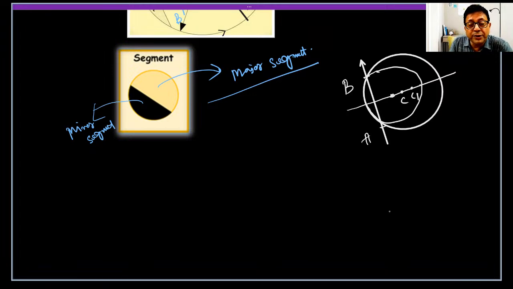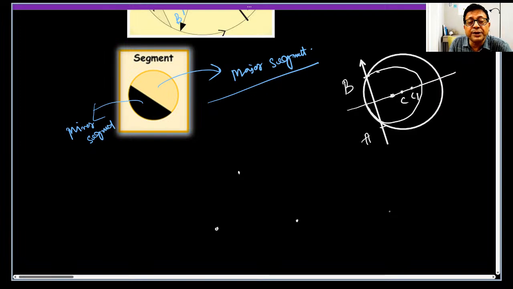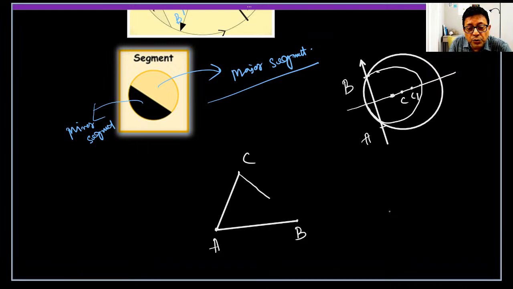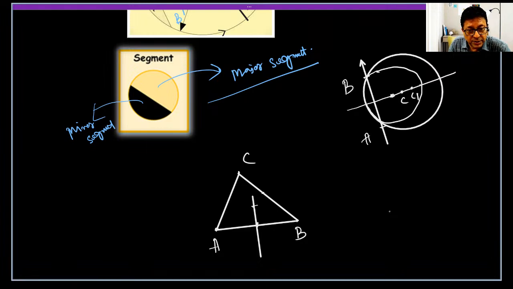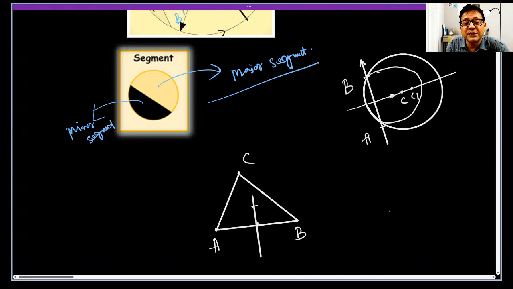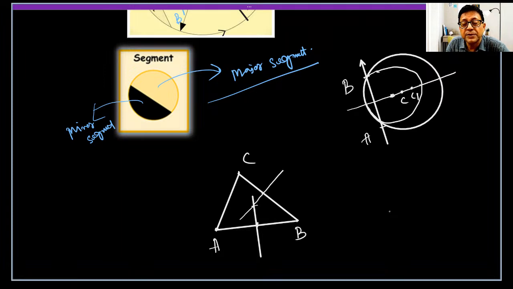But when you have 3 points given, we can draw only one circle. What is the concept? You take these points A, B, C. Join these 2 also. Now there is a perpendicular bisector of this line segment. The center of the circle passing through these 2 points will lie on it. Similarly, draw a perpendicular bisector of this line segment. The center of the circle passing through these points will lie on this perpendicular bisector.